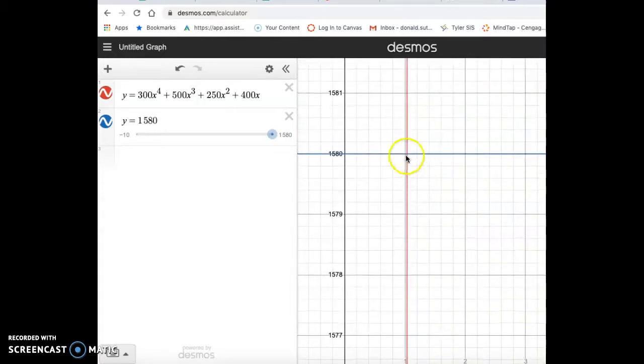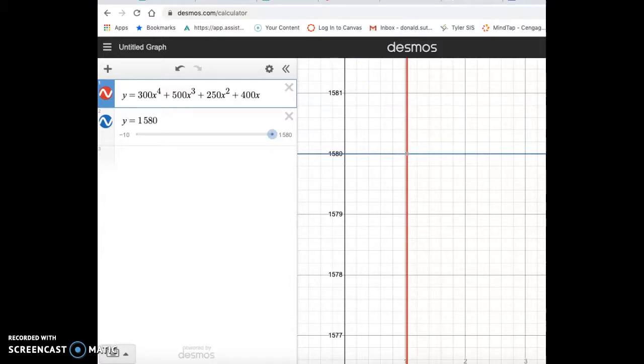All right, so I want to know where the red graph crosses the blue graph. So I'm just going to drop a point there. Click on it, and it drops a point there. If you hover over it, it'll tell you what the point is. Okay, so that's the ordered pair, 1.035, 1580. So that means the x value is 1.035.